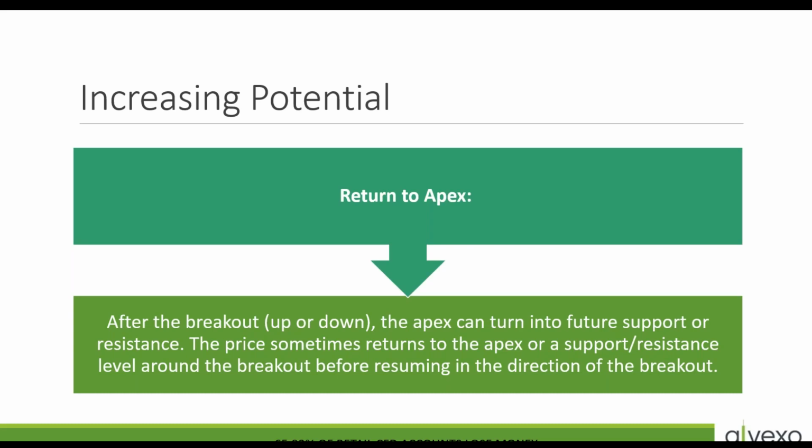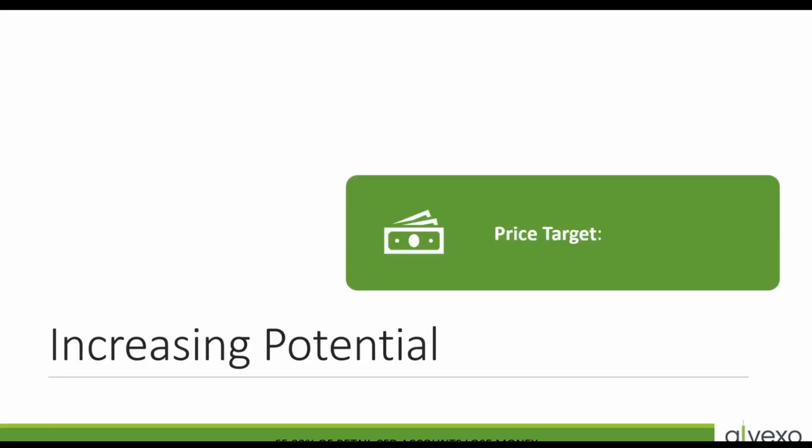And that's why you would set your stop loss below the opposite angle of the trend, below the last swing low or swing high. So the price sometimes returns to the apex or the support and resistance level around the breakout before resuming the direction of the breakout.